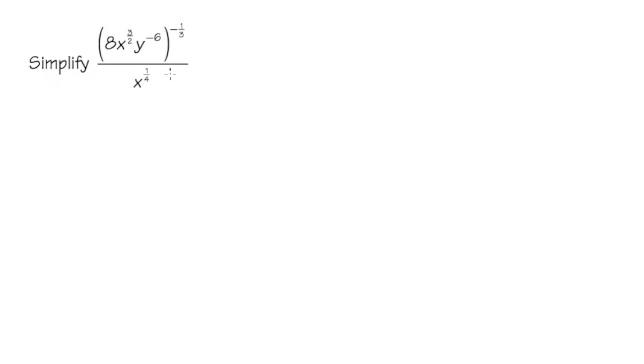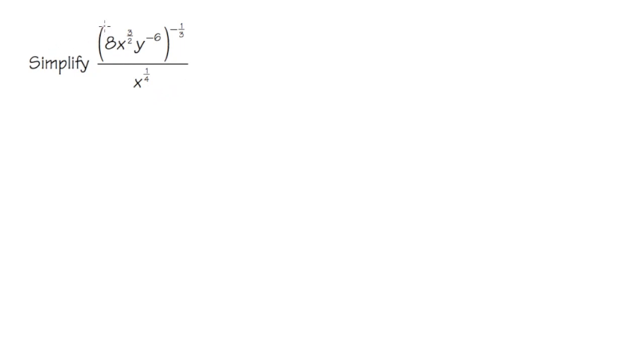Okay, we're going to simplify this expression. We have a parentheses, 8x to the 3/2 power, y to the negative 6 power, and then a raised to the negative 1/3 power, and then all over x to the 1/4 power. As long as we follow the order of operations with the exponents, we can make this happen.